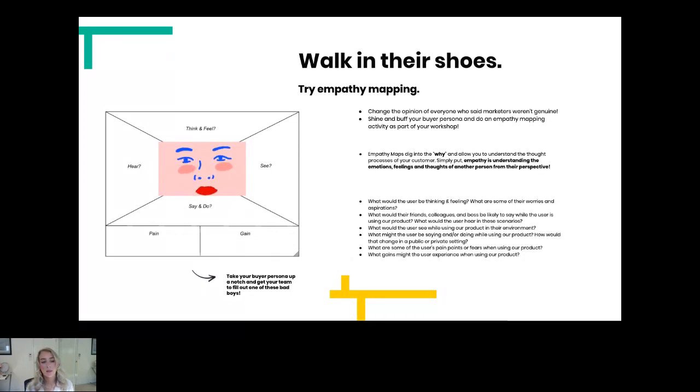So I would strongly recommend that during your workshop, if you have time, you hand out a worksheet like the one I've shown you on the left, and get each syndicate to fill it out. So they can look at what would the user be thinking and feeling, what are some of their worries and aspirations, what would the user see while using our product, what might the user be saying when using our product, what are some of the user's pain points, what might the user gain in experience, all that sort of stuff. And that's really important as part of your persona. It's not just, as I say, what's their favorite color. You need to really understand them as a person.